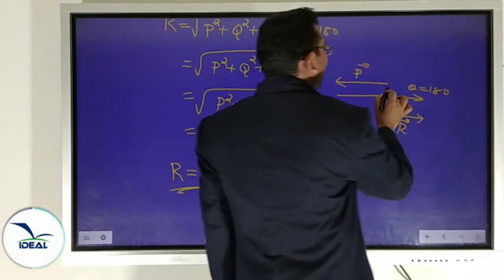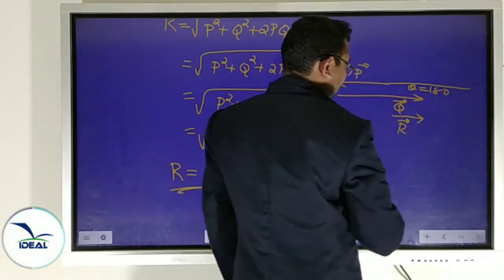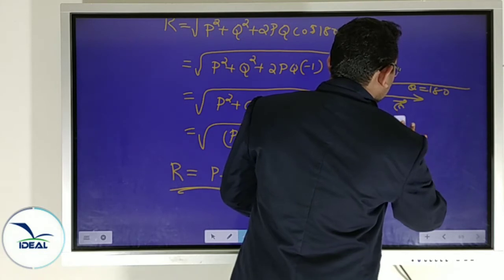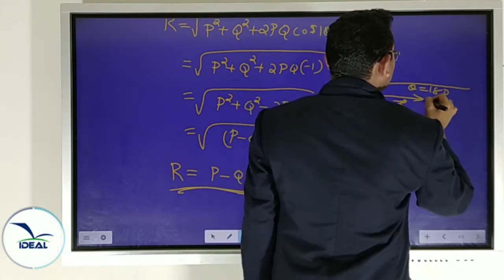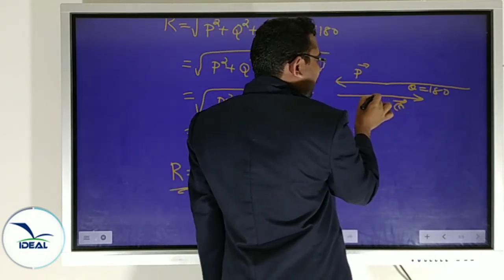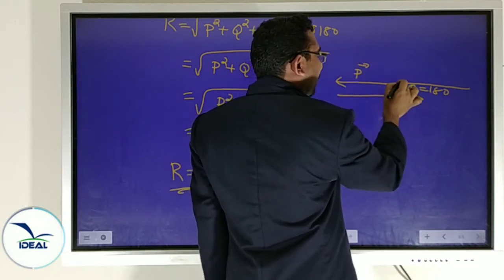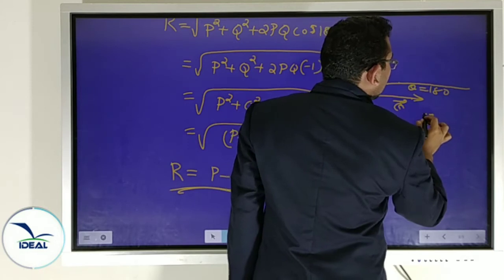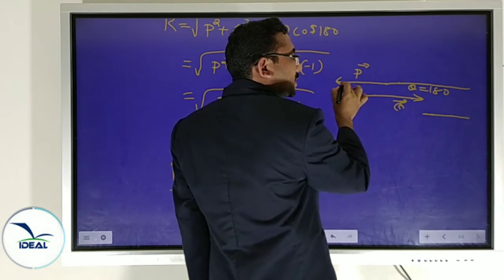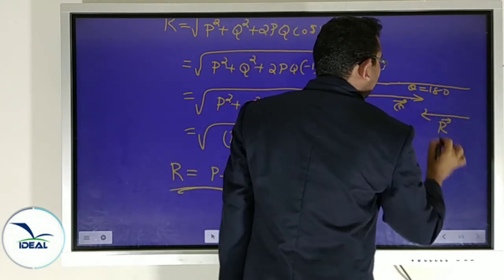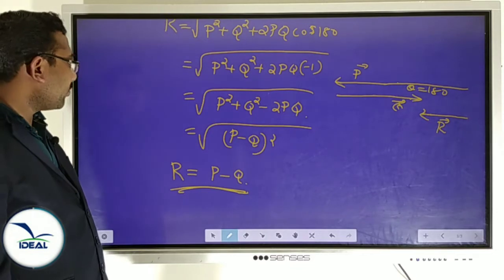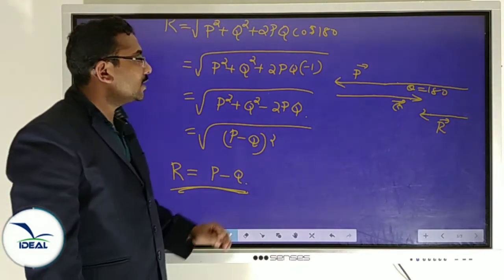If P is bigger, then what is the resultant? Subtract this length from here and we got this length. Which direction? The bigger vector is P, this direction. This is vector R. That means the magnitude of the resultant is the difference of the magnitudes of the two vectors, and the direction is the direction of the bigger vector.